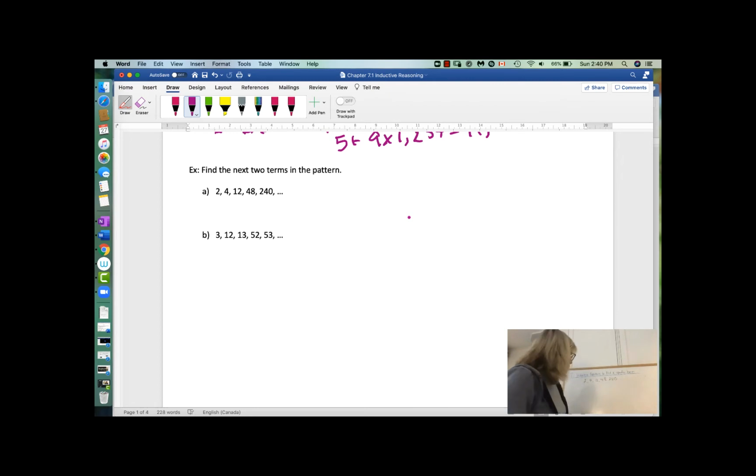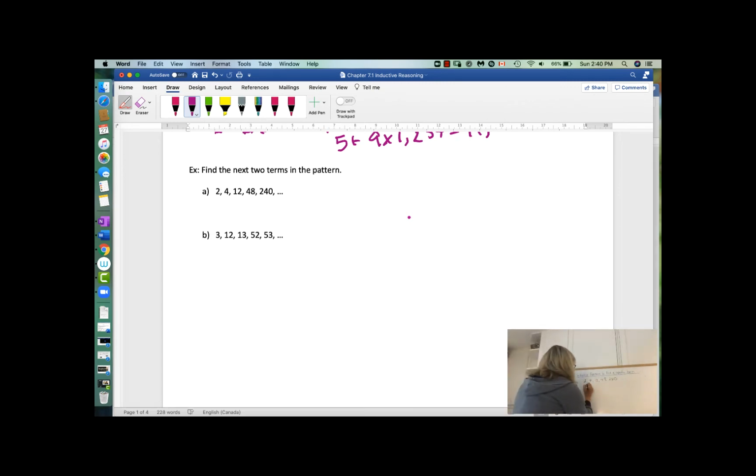Okay, so if we look at this, we see, well, 2 to 4 is 2, so whether that's addition or multiplication, I'm not sure. And 4 goes to 12, well that's 8 for addition and 3 for multiplication. And 12 goes to 48, well that's a really big number if you add, and it's only 4 if you multiply.